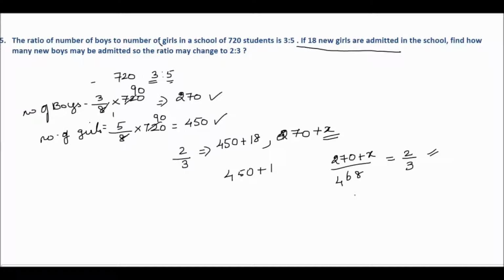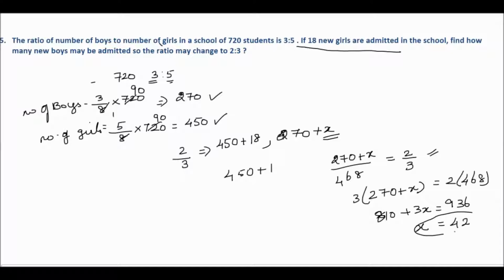Now, cross multiplying, 3 into 270 plus x equal to 2 into 468, which comes out to be 810 plus 3x equal to 936. Now the value of x is equal to 42. On simplification, we will get the value for x is 42.